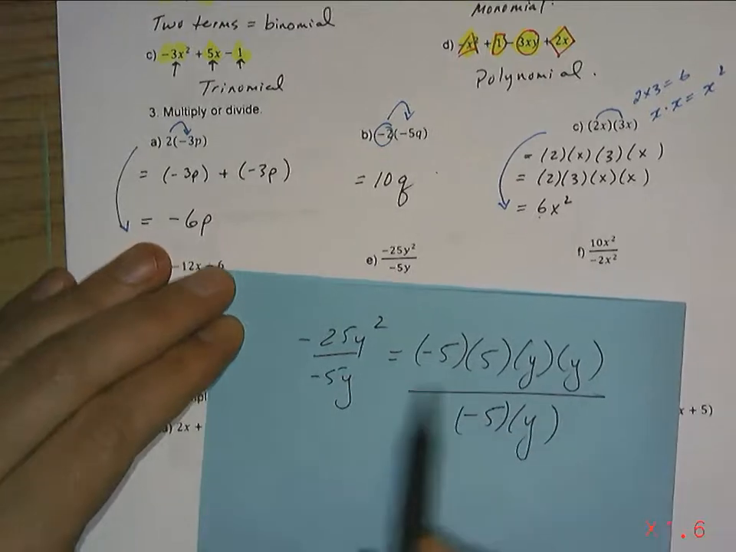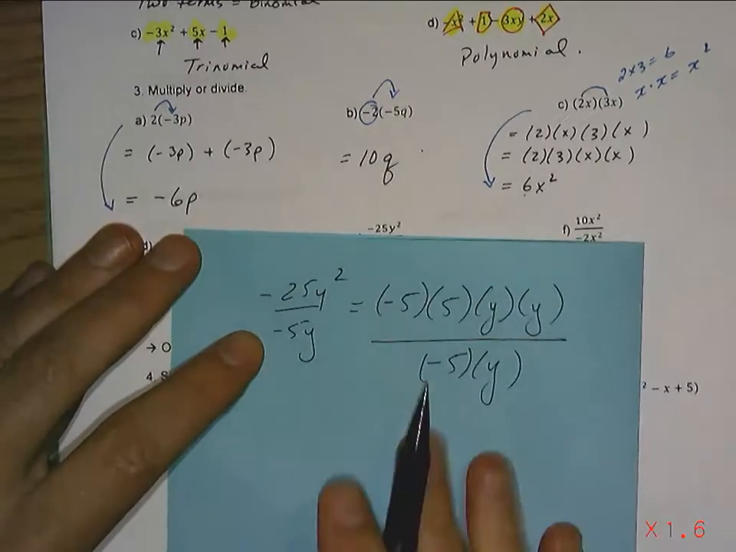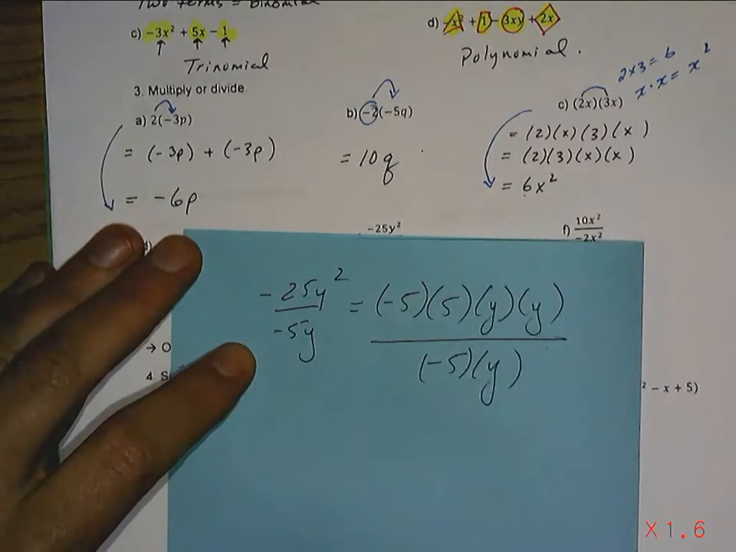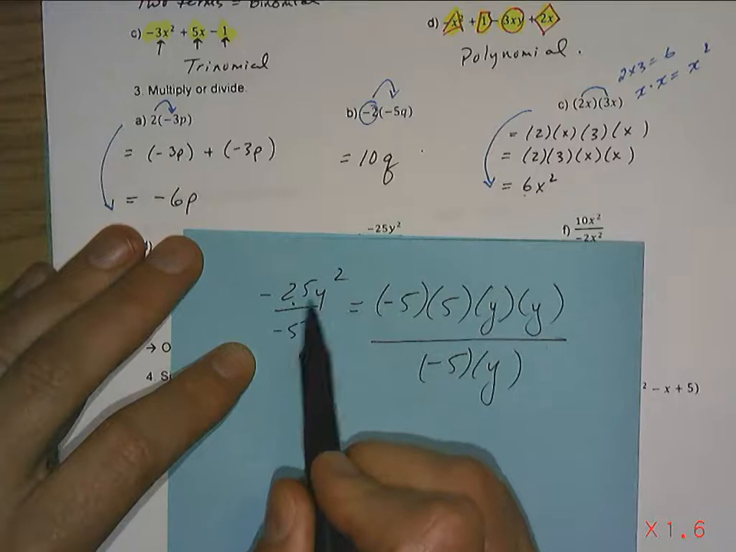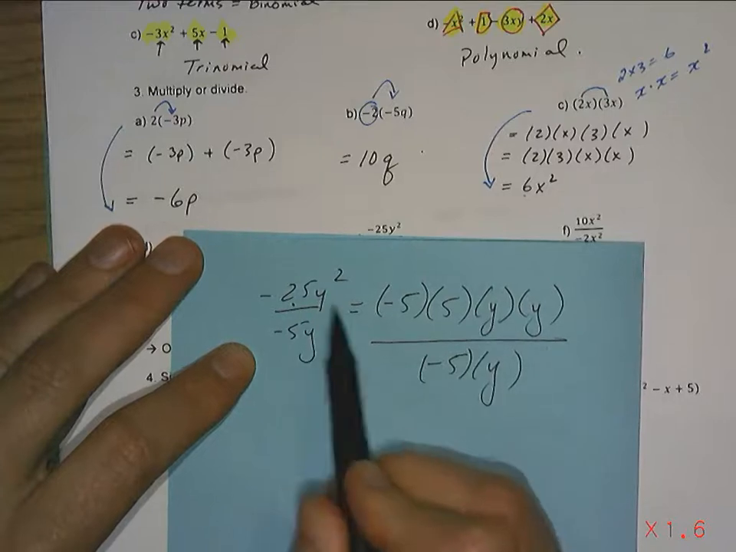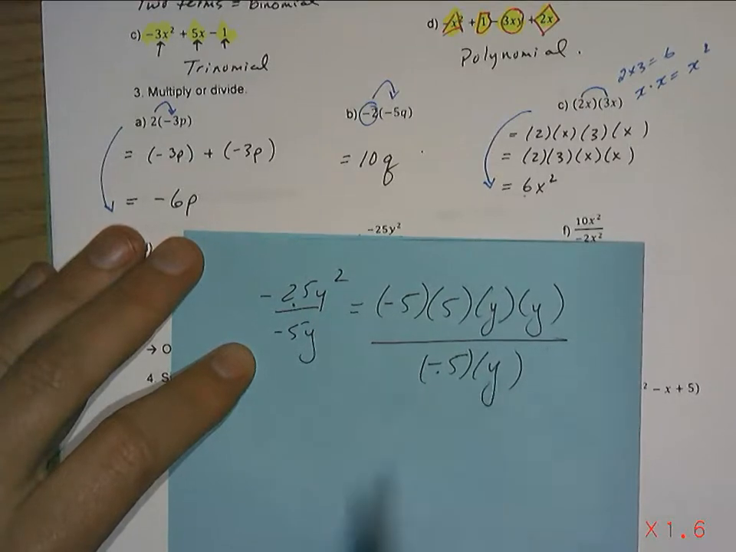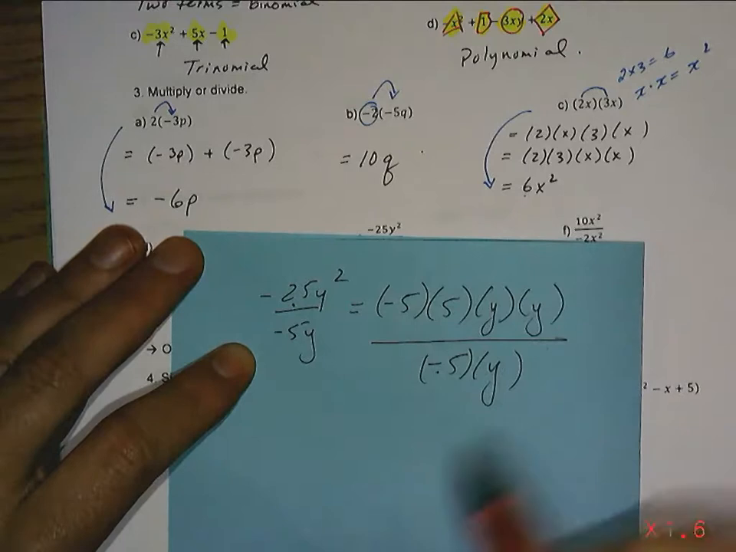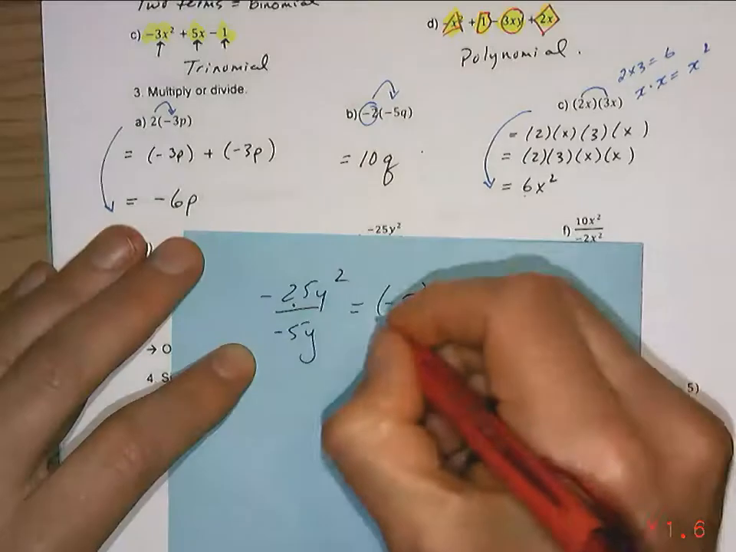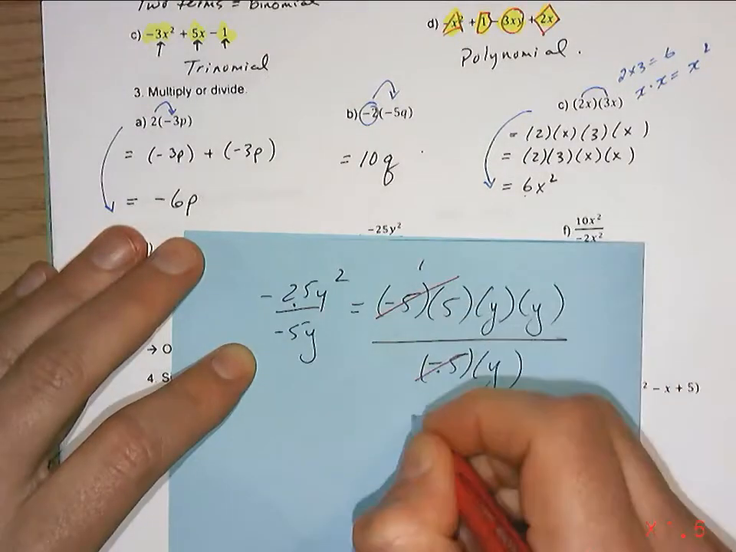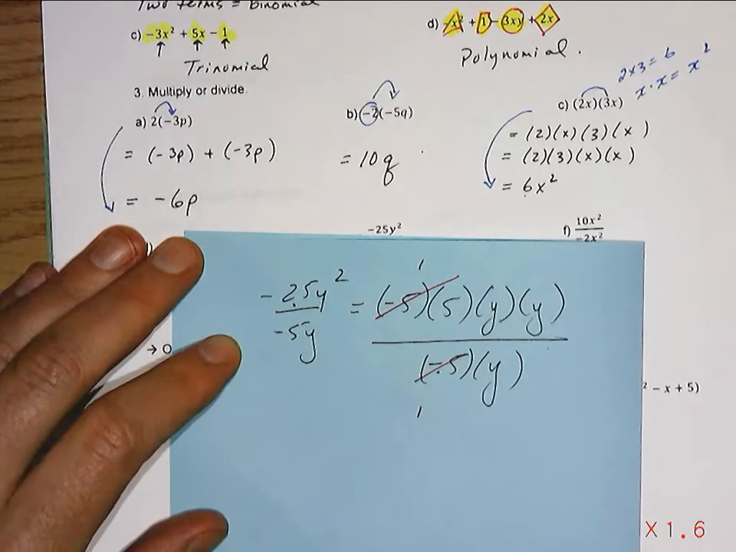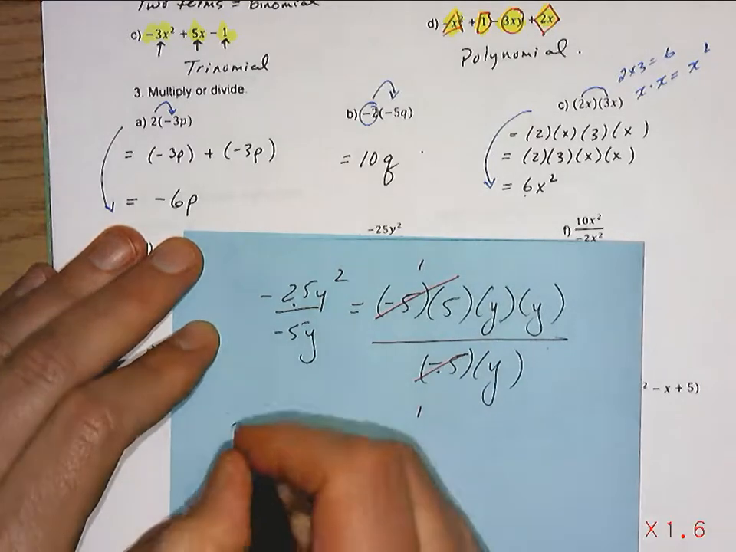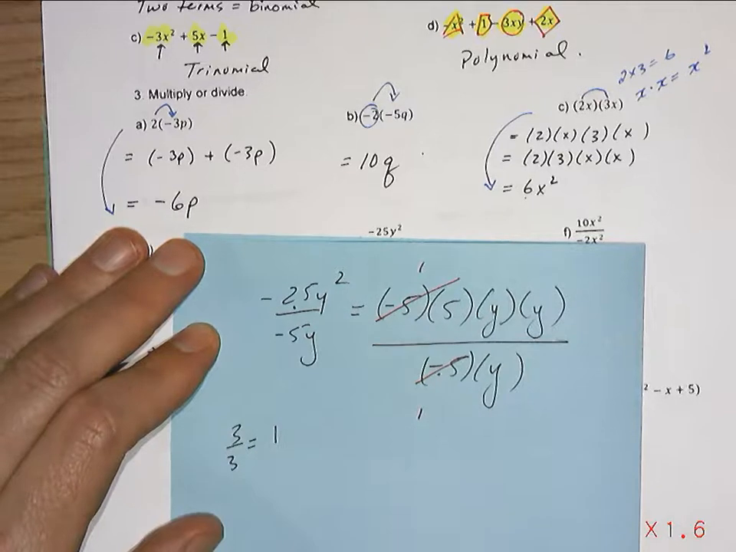Now, I wrote it out differently, didn't I? And we won't be doing this all the time, but you need to be able to see where this is coming from. So this is negative 5 times 5 is negative 25. Y times y is y squared. Negative 5 times y. Now, we can get rid of anything that's going to reduce. I've got a negative 5 up here and a negative 5 down here. Now, they reduce and give you ones, not zeros. Let's be very clear on that. A 3 divided by 3 is equal to 1, not 0. So we don't want to put zeros there.